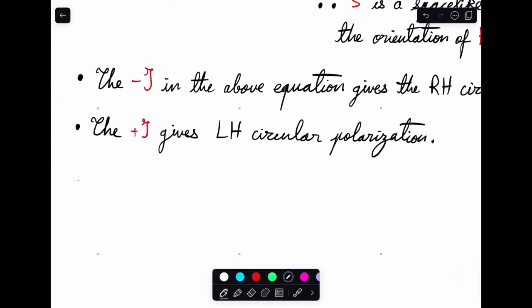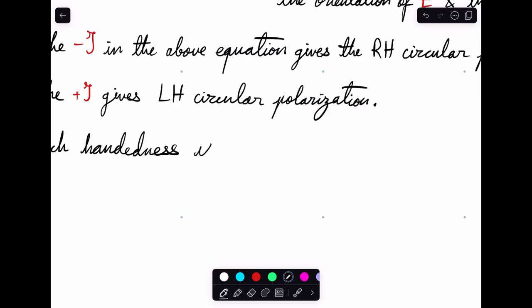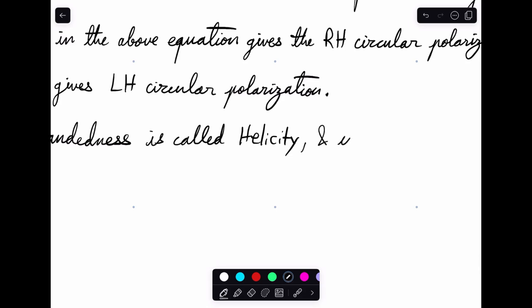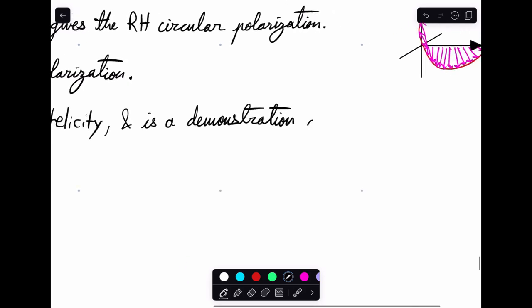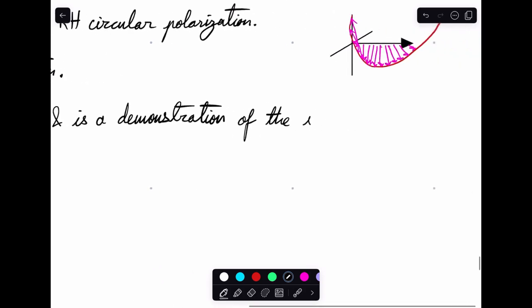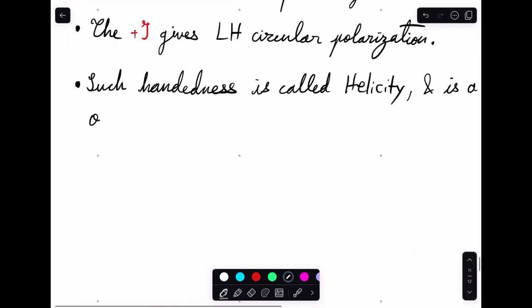So such handedness, so having a right-handed and left-handed polarization, such handedness is called helicity, like a helix, and is a demonstration of the spin one nature of the electromagnetic field.